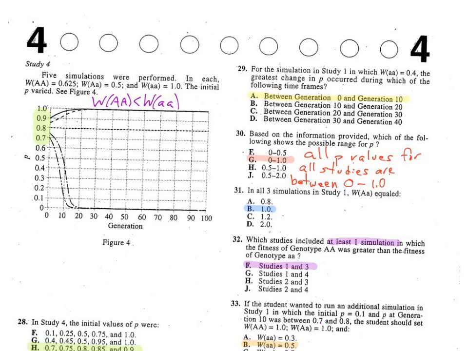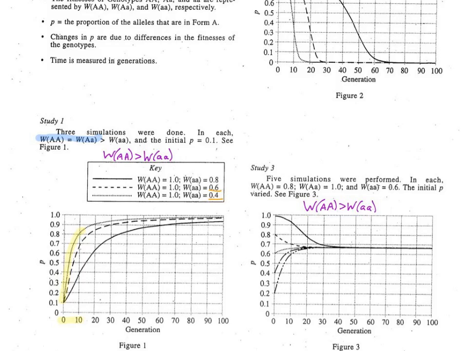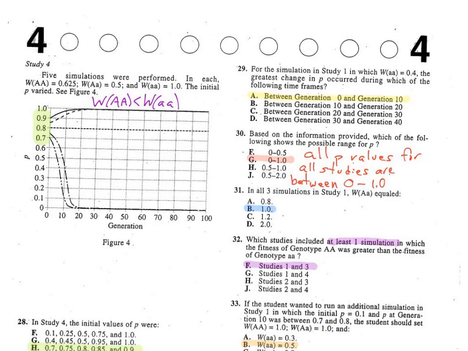Question 31 asks us about study 1. They ask for allele big A, little a equaling what value? When we go back to study 1, we notice at the top they tell us that W A little a equals W big A big A. Therefore, I'm going to read the graph for W big A big A. Those values all in the legend tell us that it equals 1.0. Therefore, we're going to choose choice B.